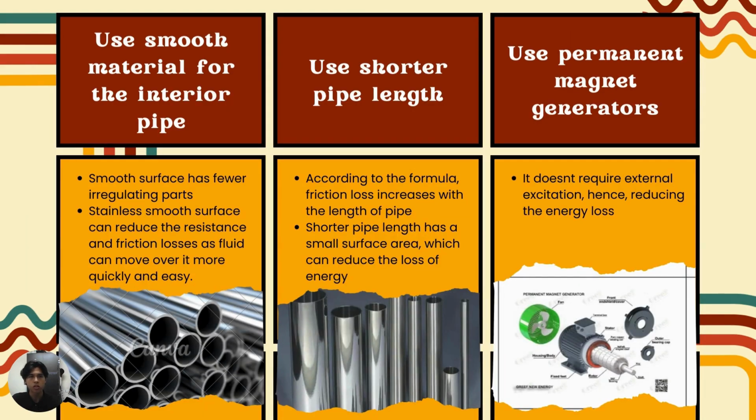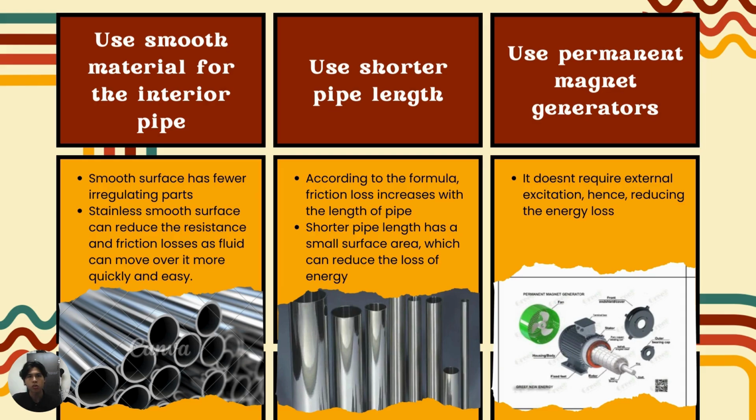Next, we use smooth material for the interior of the pipe. A smooth surface has fewer irregular parts. A smooth stainless surface can reduce the resistance and friction losses as fluid can move over it more quickly and easily.